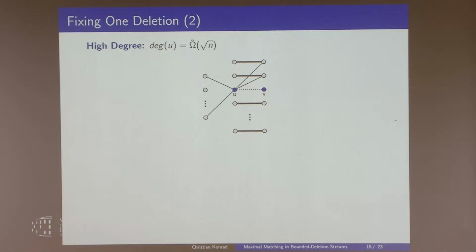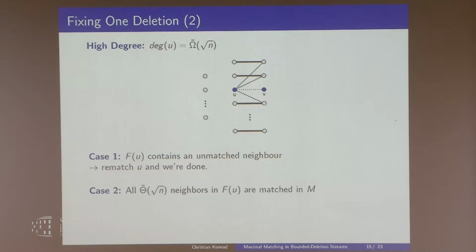So in this picture here, we see that U and V, the edge is deleted. Now, maybe we're just lucky, and we stored an incident edge here to an unmatched vertex. That would be perfect. We just rematch U, and that's also great. So the tricky case is if all the edges incident on U that we stored in our data structure point towards already matched vertices.